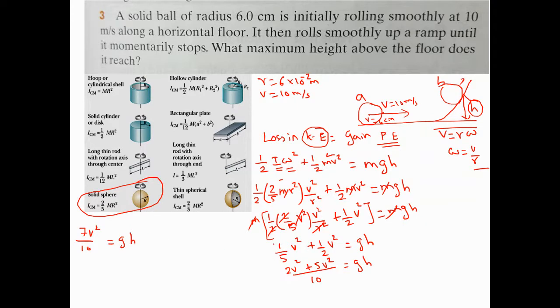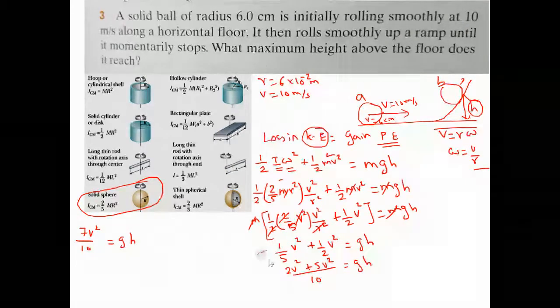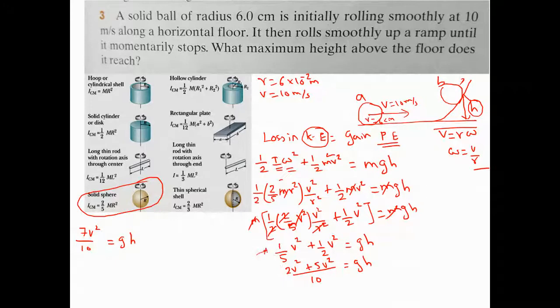Yes, brother, doctor. I take the LCM here. When you take the LCM, I take 10 as the common. If you want to get 10, I have to multiply here with 2. That's why I just write 2v square. Am I right? Yes, you're right. So it's 7v square over 10, which is equal to g multiplied by h.